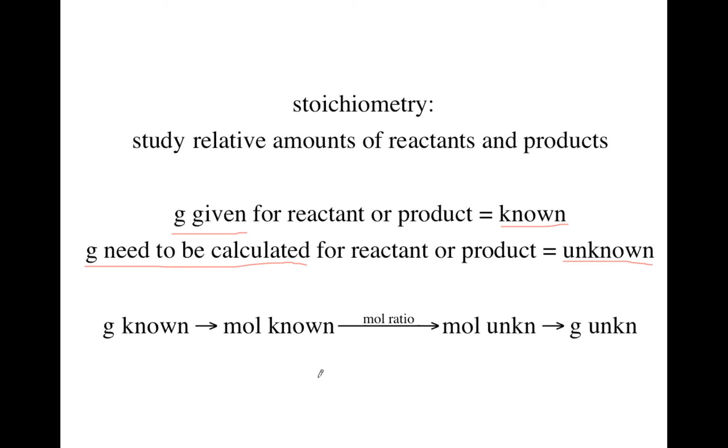So for stoichiometry problems, the general strategy is shown down at the bottom here. First step is to convert grams of your known chemical to moles. Then you use what's called a mole ratio, which I'll show you on the next slide, to go to moles of the unknown, and then you can switch it back to grams of the unknown.